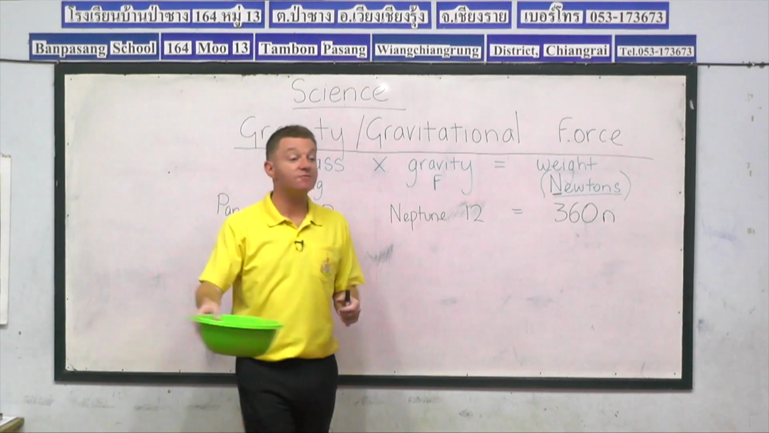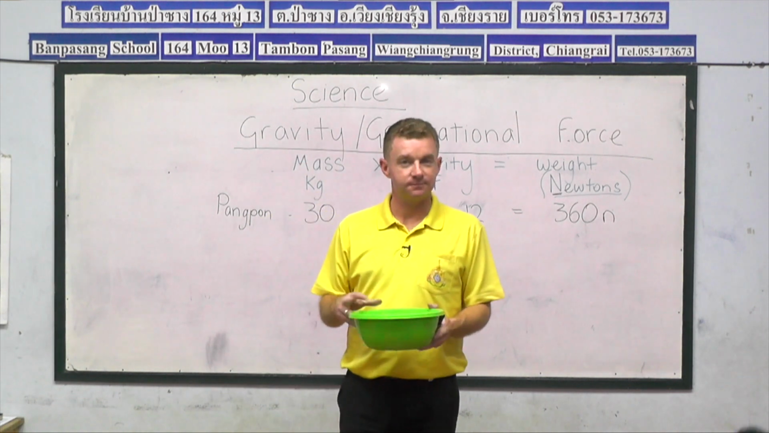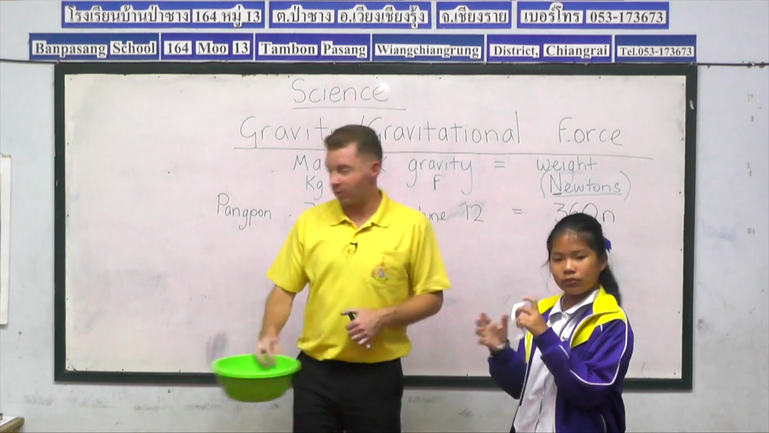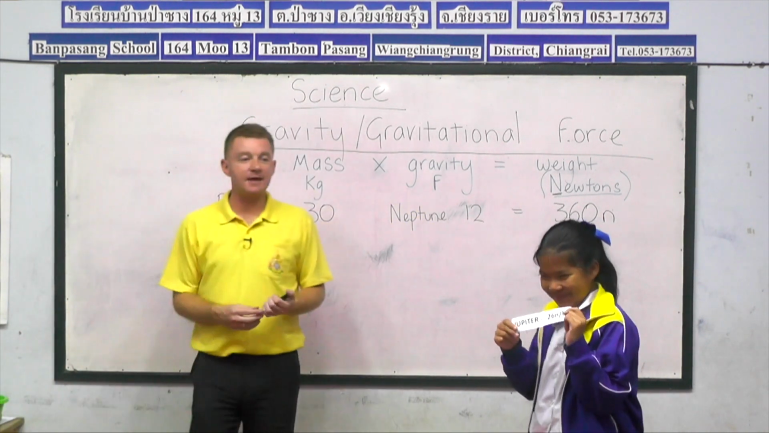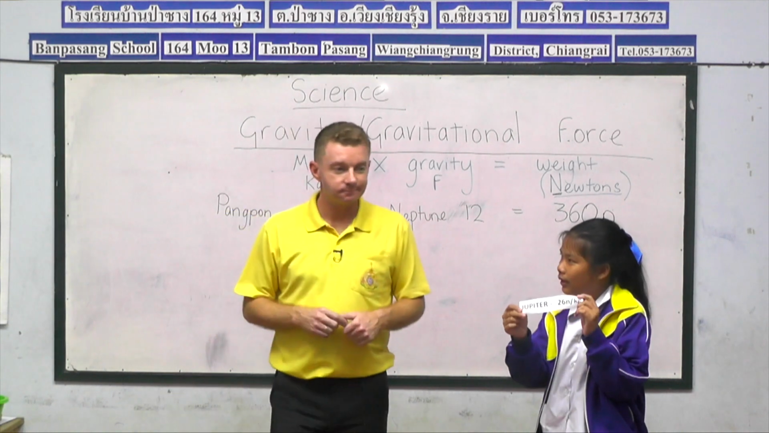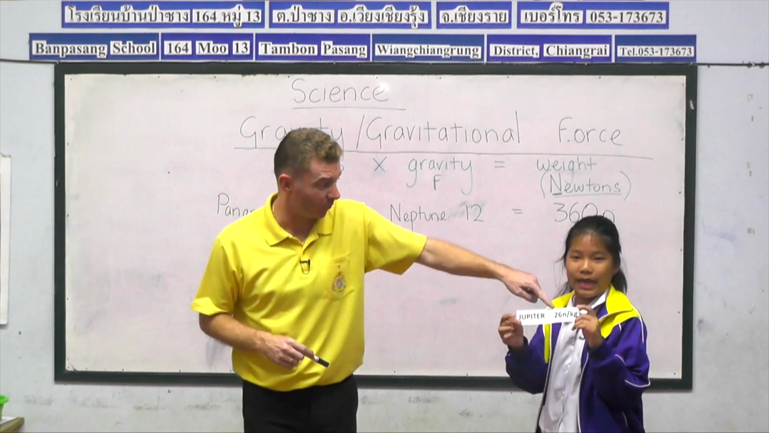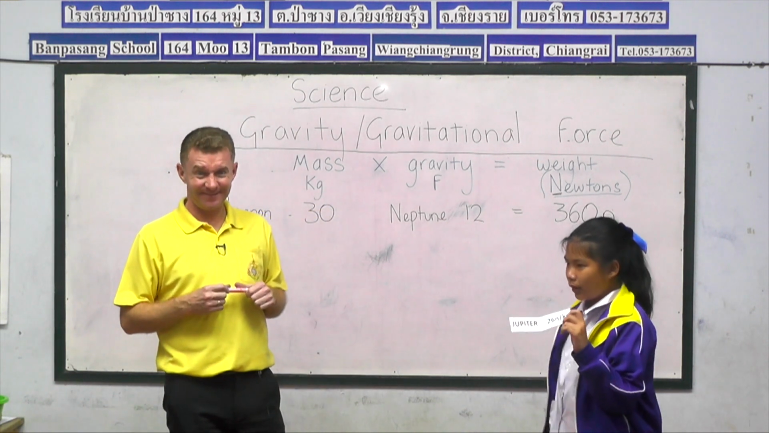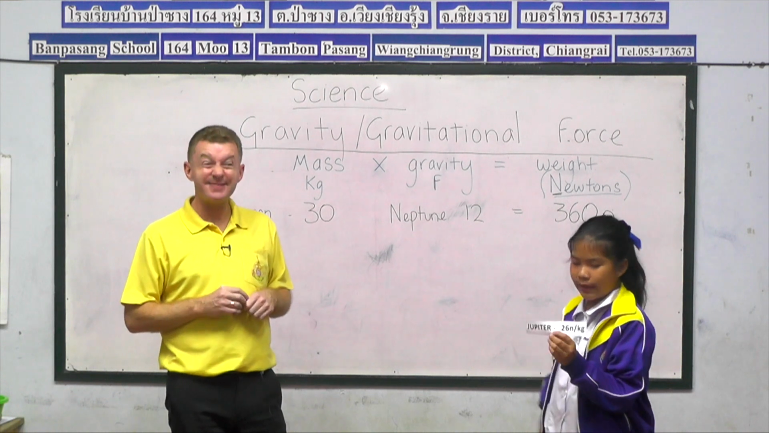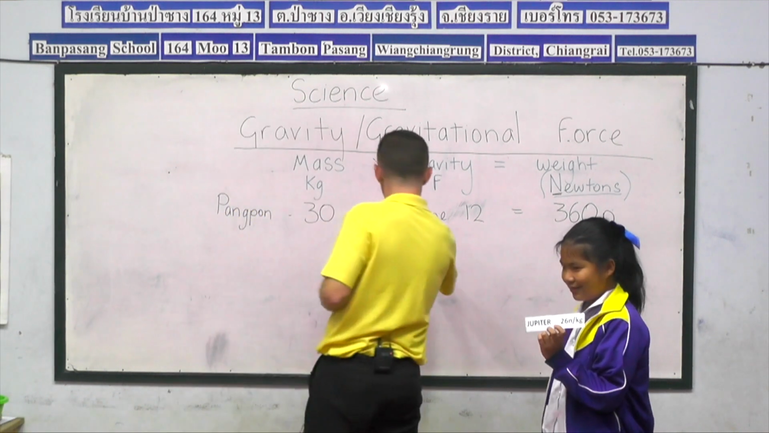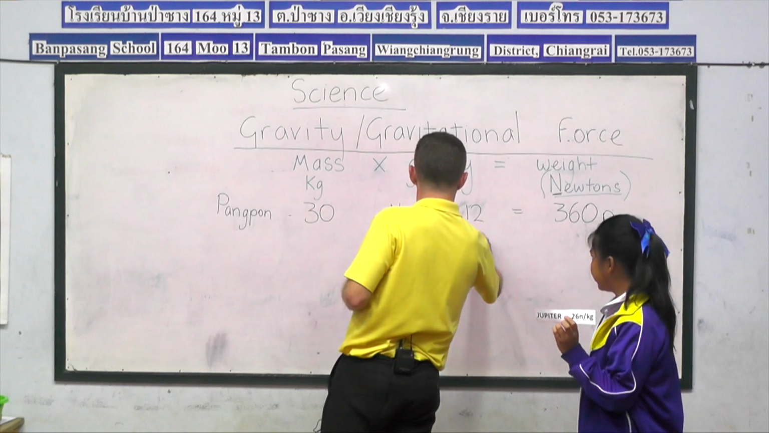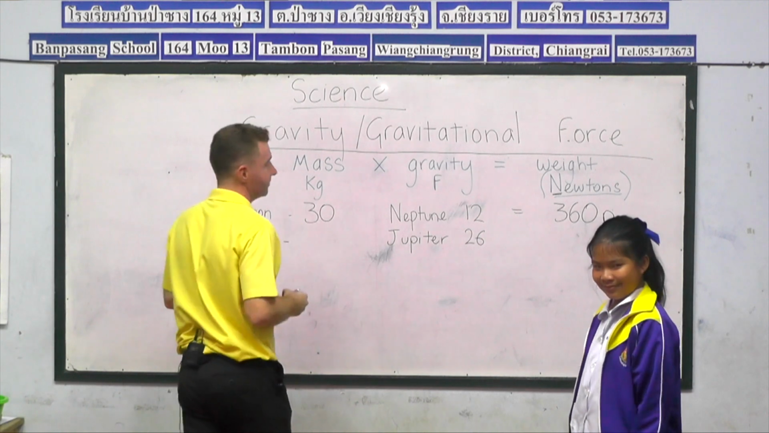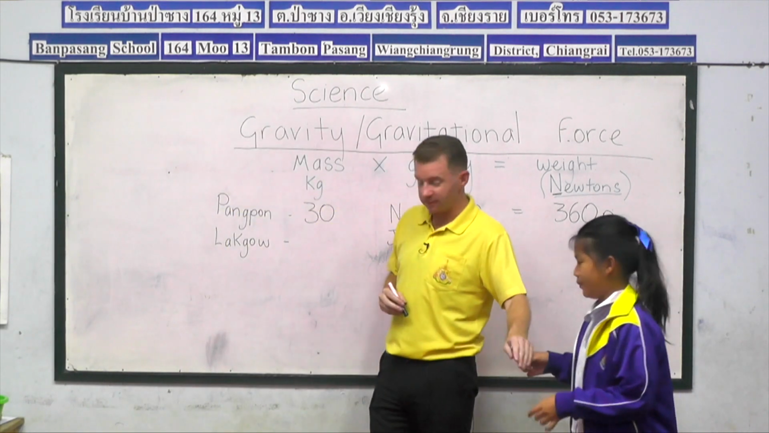And now it's time for Lakgao to choose another planet. So choose a planet, Lakgao, and show it to your friends. Where is Lakgao going? Jupiter. Okay. Wow. Jupiter. What is the rate of gravitational force on Jupiter? What number can you? 26. Okay. So Jupiter, 26. So Lakgao, what we need to do is, can you stand on the scales for me?